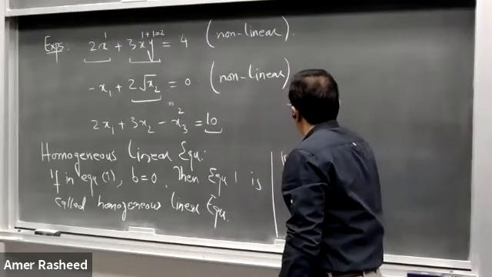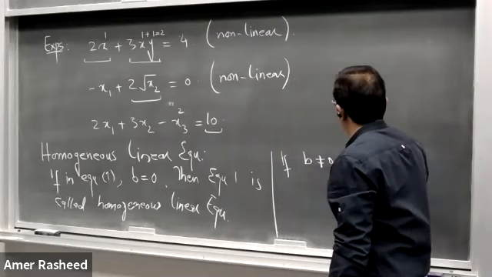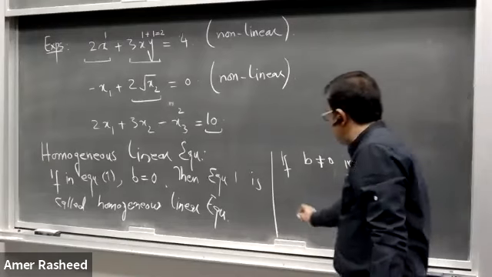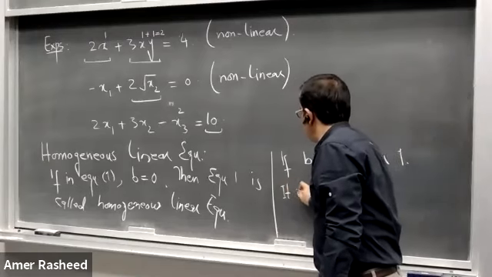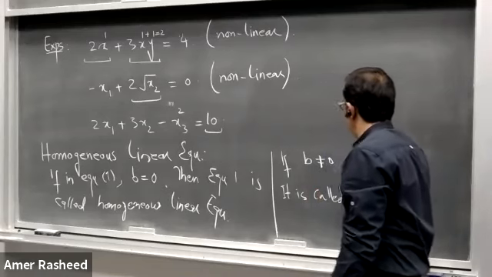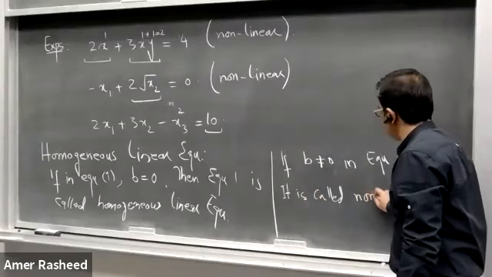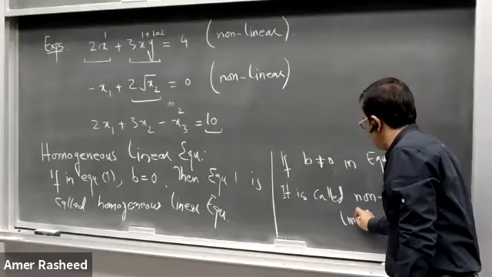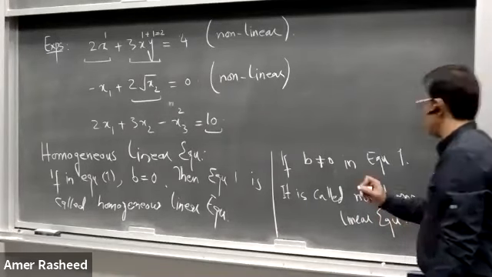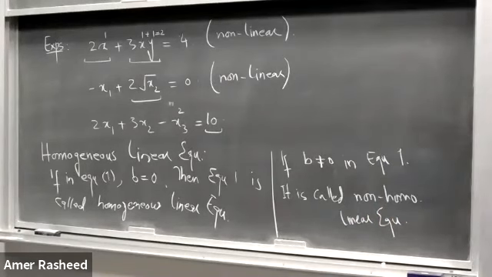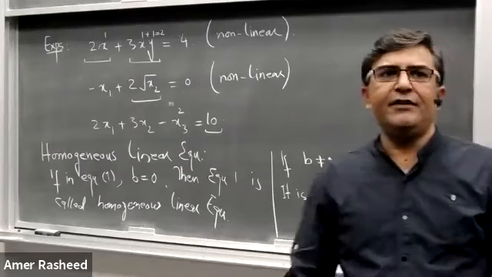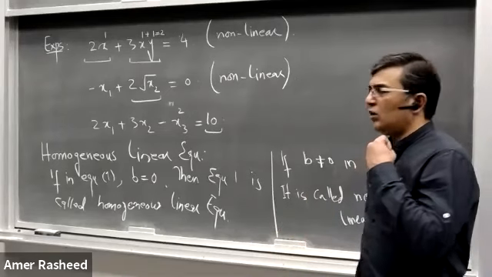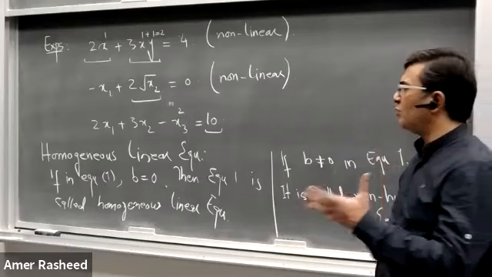If b is not 0 in equation 1, then it is called a non-homogeneous linear equation. Now, I hope you are clear about the basic and starting definition of a linear equation. What is a linear equation? What is a homogeneous linear equation, and what is a non-homogeneous linear equation?